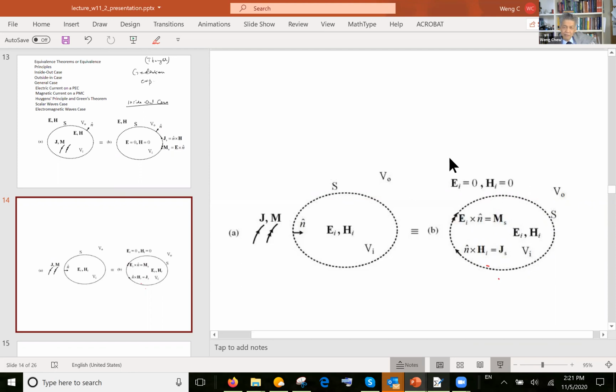But in the second problem, the field outside is 0, and again, I can invoke the jump condition. The only way that this right-hand side problem can satisfy Maxwell's equations is to put in surface currents. The surface currents will produce the jump condition necessary to make the field outside 0 and the field inside not 0. And hence, problem B is equivalent to problem A inside this surface. I call this the outside-in problem.